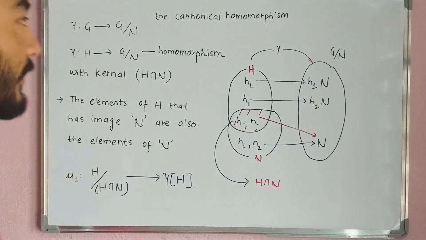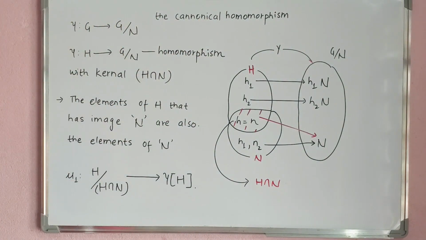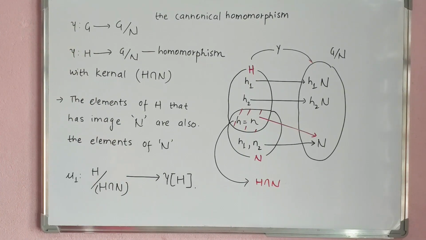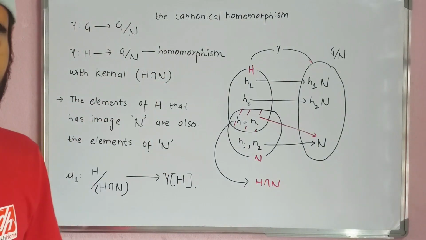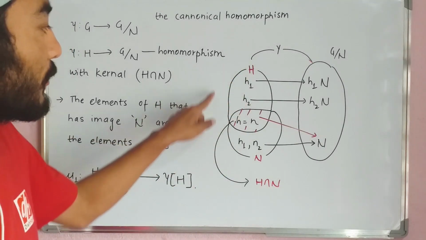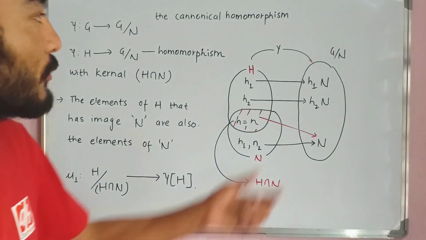First we consider the canonical homomorphism gamma from G to G by N. Second, we restrict this gamma to the subgroup H. This time gamma from H to G by N is also a homomorphism, but with kernel H intersection N. Let us see this situation in a diagram. The subgroup H, the normal subgroup N, and a portion of group G by N.